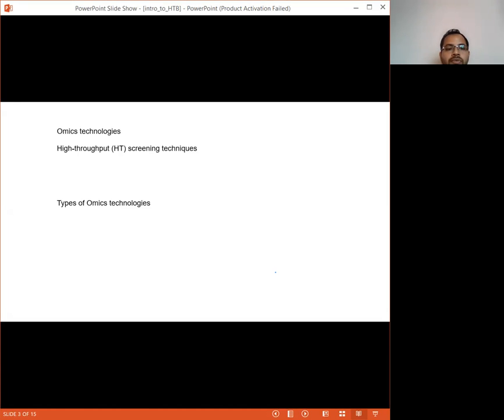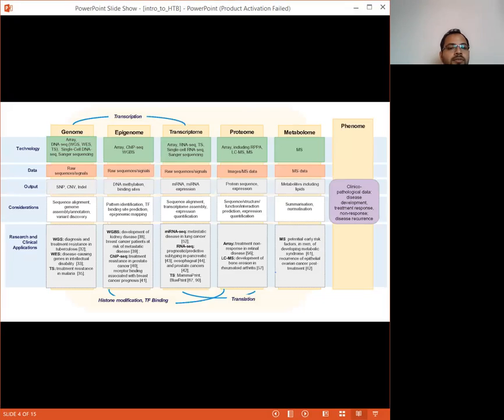Now we will focus on different types of omics technologies. The font is very small, but to make it full screen, I need to paste this full diagram. So you can see that. Is it visible?